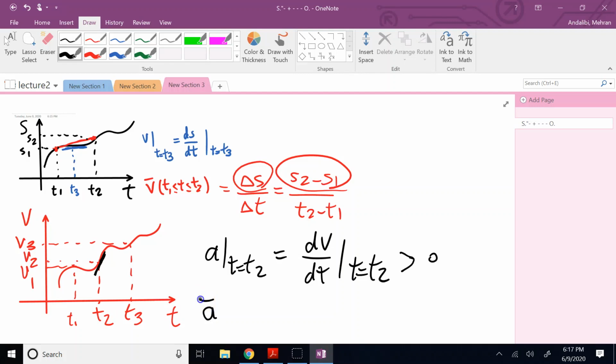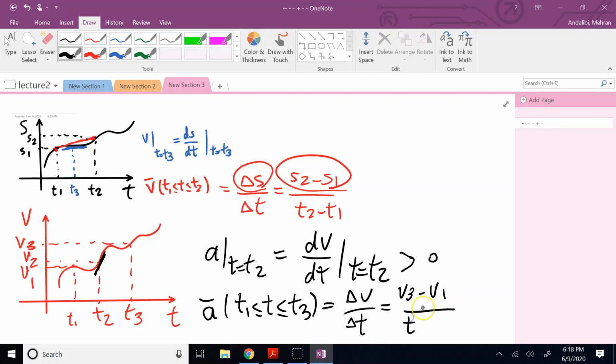Now, sometimes I might say, what is the average acceleration for t between t1 and t3. Well, that is delta v over delta t for this range, which is going to be the end velocity v3 minus beginning velocity v1 divided by end time t3 minus beginning time t1. Okay, so you have to connect this point to this point. In this case, still positive, but you see the slopes are quite different, right? The black line has a larger slope.